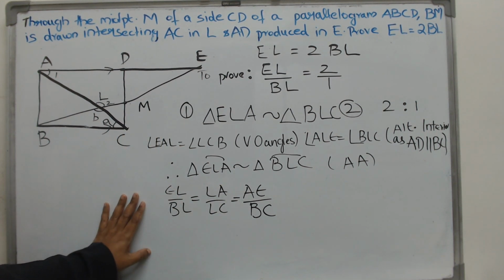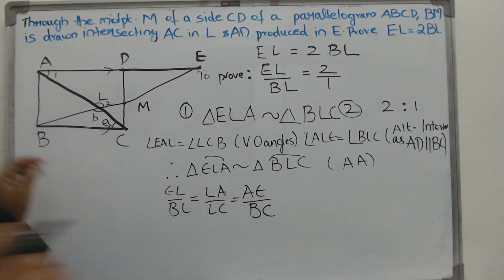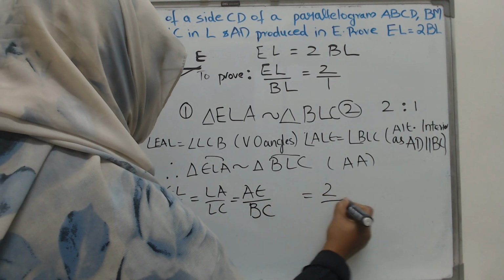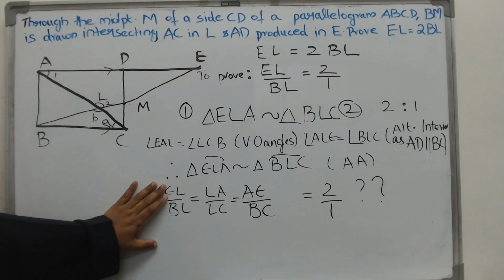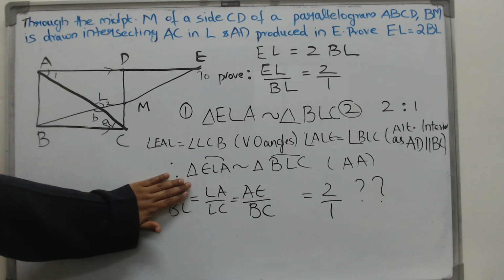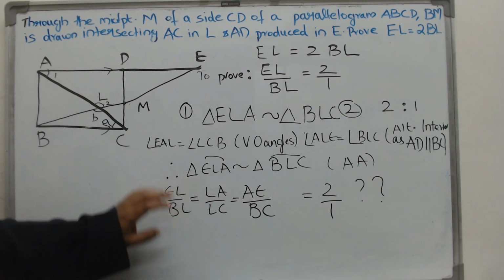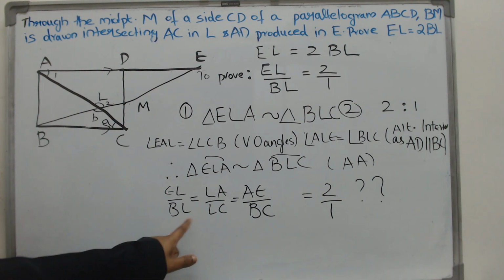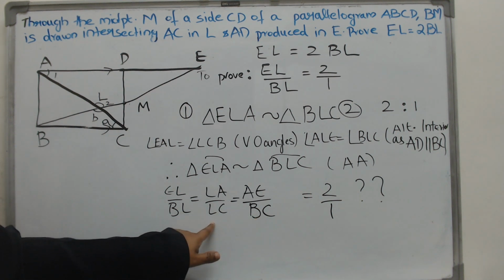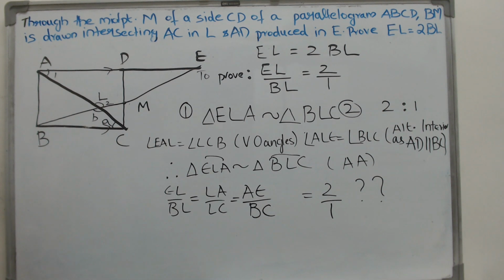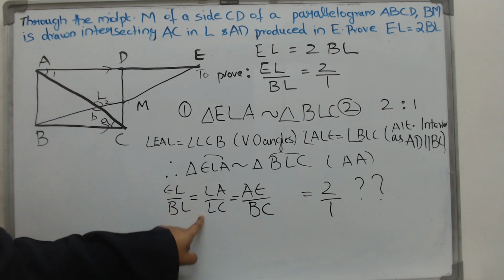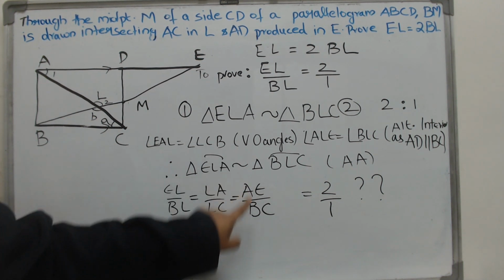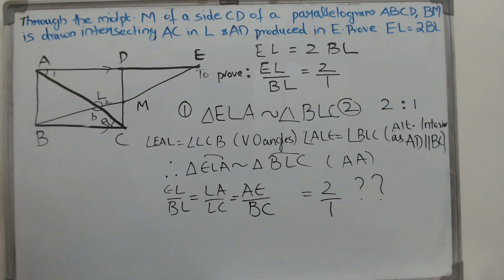But the second part is that we have to show that all of this is equal to 2 by 1. How are we going to do that? Our main goal is to prove that this one is equal to 2 by 1. But then we can reach the result by proving that any of the other two are of the same ratio. Now tell me, which ratio do you think will help you? Will LA by LC help you, or this one help you? Which one do you think you should try getting such a ratio at?